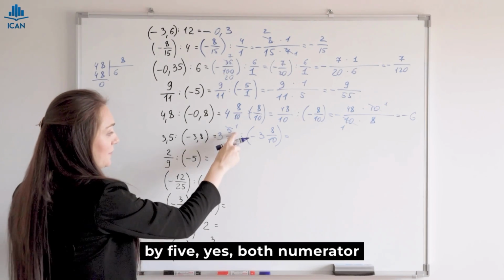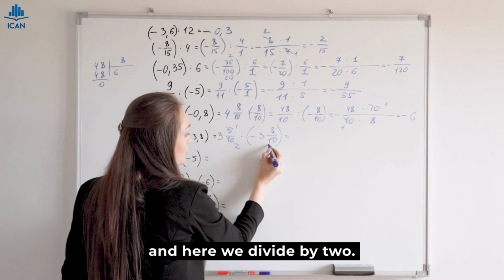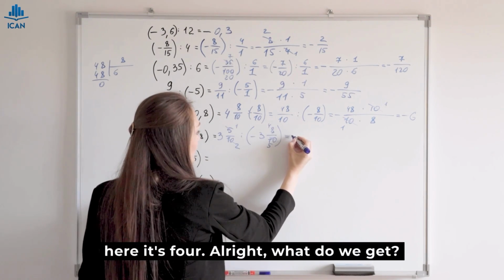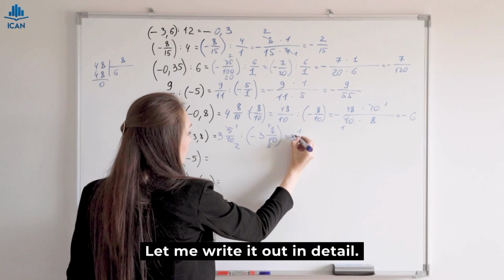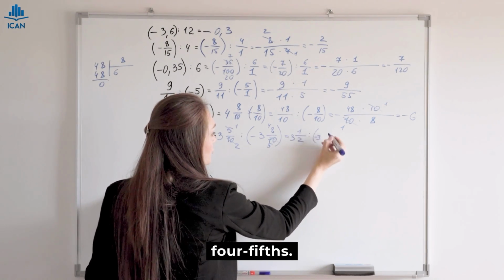We divide by 5. Yes, both numerator and denominator. And here we divide by 2. It comes out to 5, and here it's 4. All right, what do we get? Let me write it out in detail. We divide 3 minus 4/5.